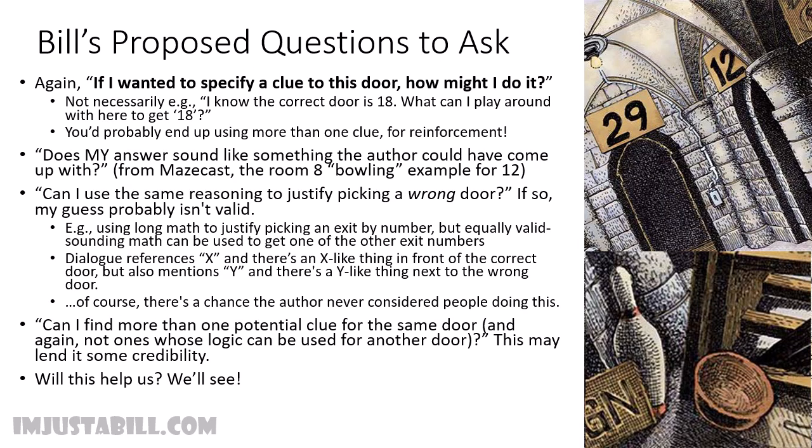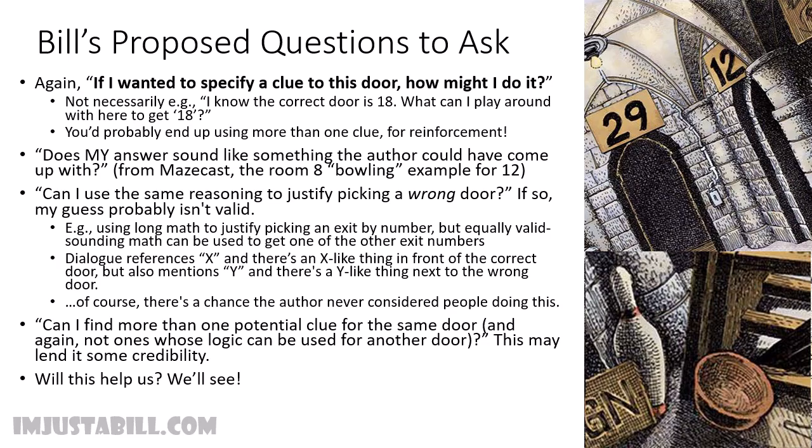So, in closing, let me just reiterate that my point in all of this is to try to get yourself to think, okay, if I wanted to specify a clue to this door, how might I do that? Because I think all too often, and I've fallen for this myself, we think in terms of, okay, well, I know the correct door is, let's say, 18. I kind of know that from trial and error. So, what can I play around with here to get the number 18?